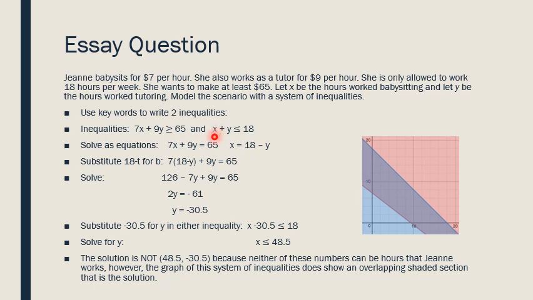Also, she has another restriction. The total number of hours, X plus Y, has to be less than or equal to 18 because that's the maximum she's allowed to work. After all, she's a student. Now, let's solve as equations. I just substituted an equal sign for these inequality signs and use the same techniques. If I solve this one, I would subtract 9Y from both sides.